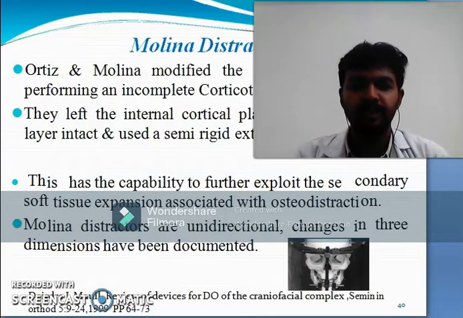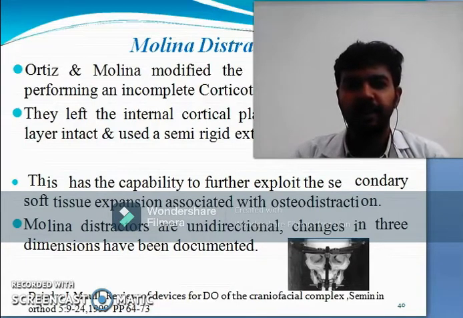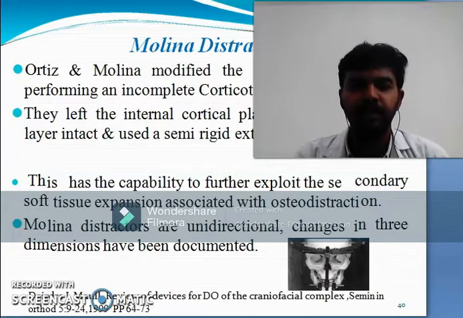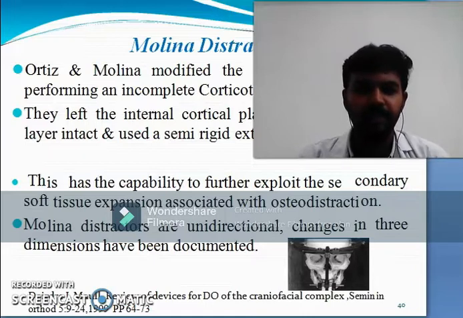Molina distractors. Ortiz and Molina modified the Ilizarov technique by performing an incomplete corticotomy. They left the internal cortical plate and the cancellous layer intact and used a semi-rigid external distractor. This has the capacity to further exploit the secondary soft tissue expansion associated with osteodistraction. Manual distractors for unidirectional changes in 3 dimensions have been documented.